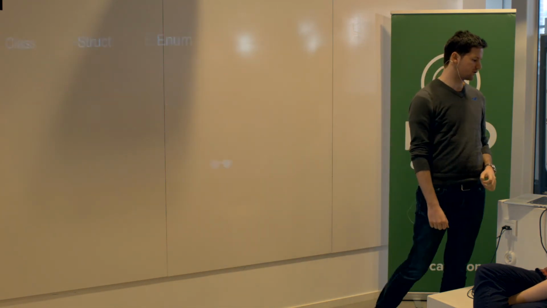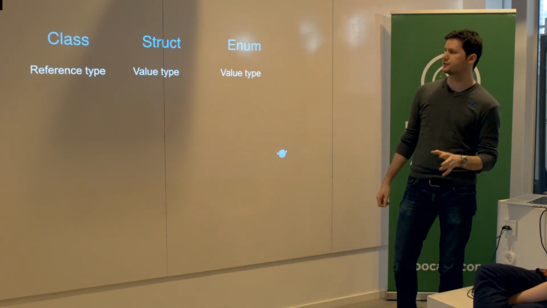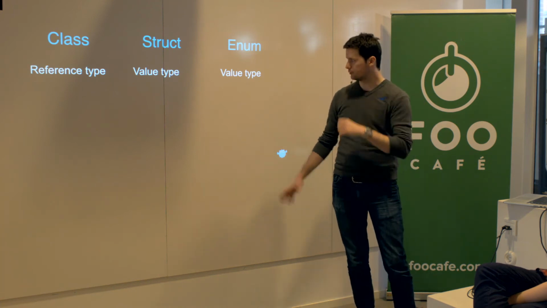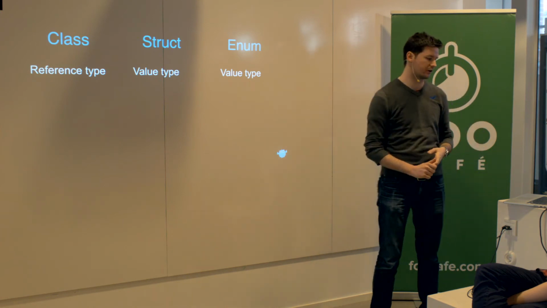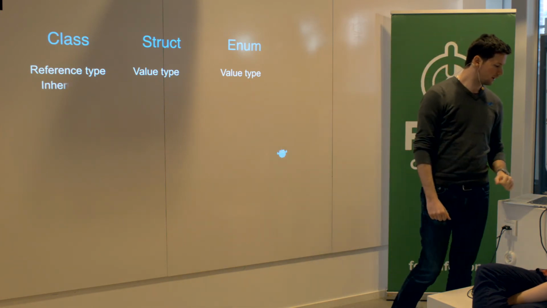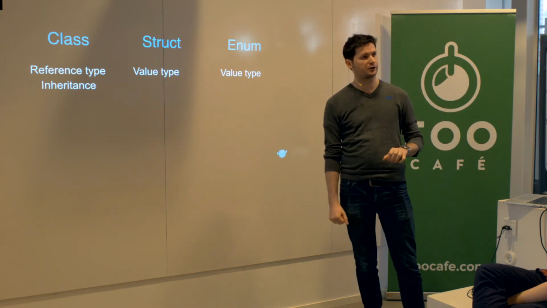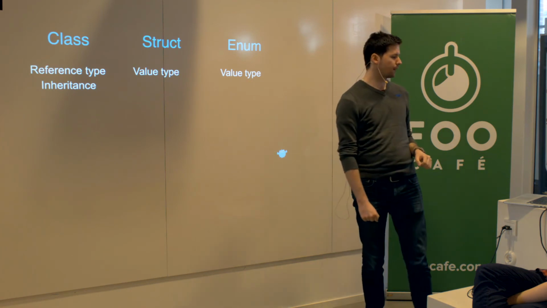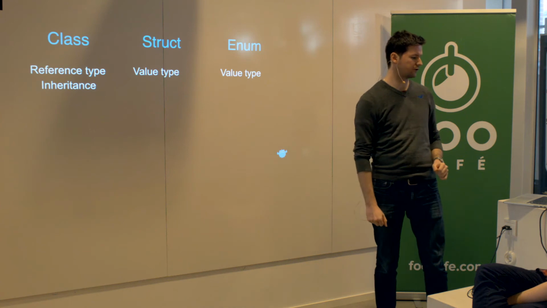And just to summarize, structs, enums, and classes. Classes are reference types, and structs and enums are value types, which means they're pretty much copied when you pass them around. Classes are not. Classes have inheritance from other classes. We can actually inherit from other Obj-C classes as well. And the other way around, you can inherit from Swift classes in Obj-C. We'll talk more about that later.